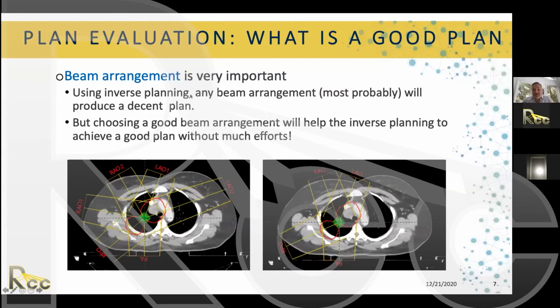Also, the beam arrangement is very important. Because IMRT is a little more permissible, let's say. If you have just any beam arrangement, most probably the algorithm will give you a decent plan. For example, in the example below, we have a lung case on the right side. So you could have used the beam arrangement on the left, which is these 6 fields distributed around the body, or you can use the one on the right.